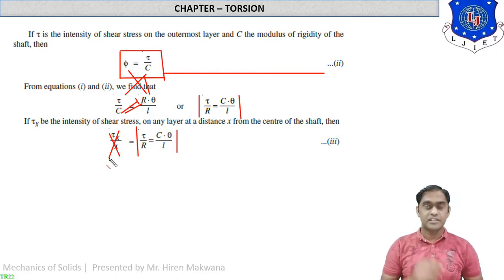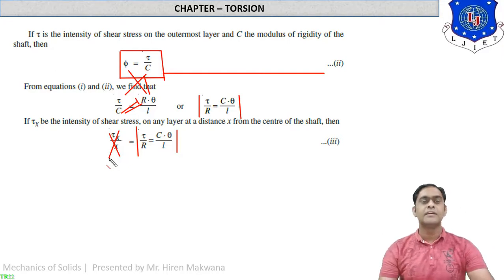What is tau? Tau is shear stress. And what is r? r equal to radius of the shaft. What is c? It is modulus of rigidity, depends on the material of the shaft. Theta equal to angle of twist and L equal to length of the shaft. This formula is applicable for all the numericals. This is our first theory completed.